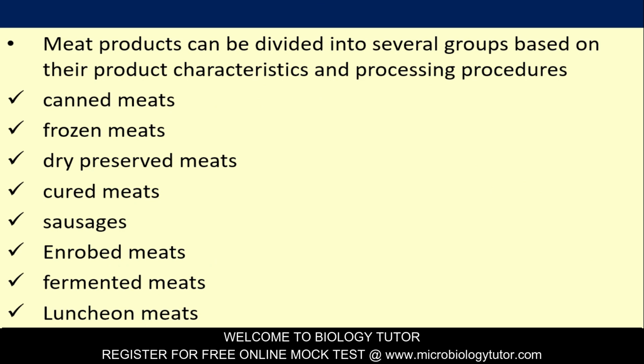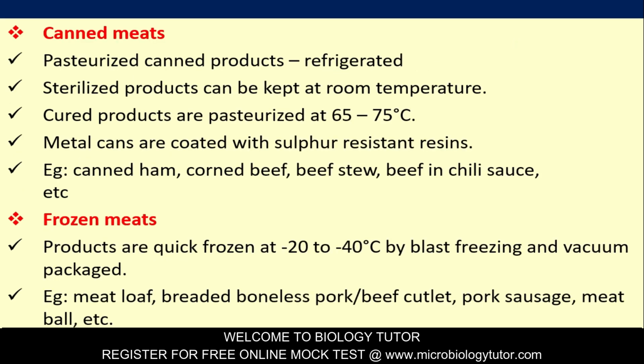Meat products can be divided into several groups based on their product characteristics and processing procedures. They are canned meats, frozen meats, dry preserved meats, cured meats, sausages, enrobed meats, fermented meats, luncheon meats, etc. Canned meats. What is canned meat?